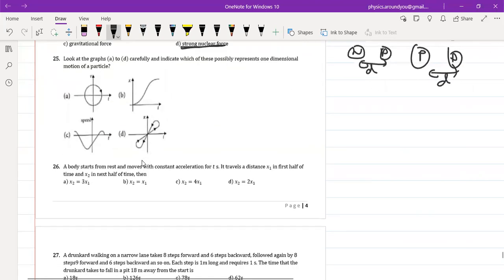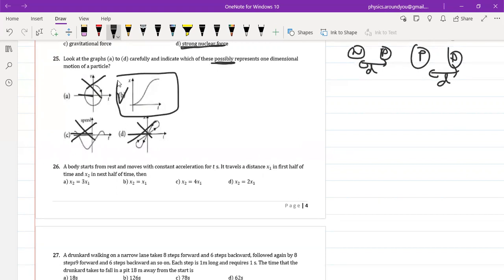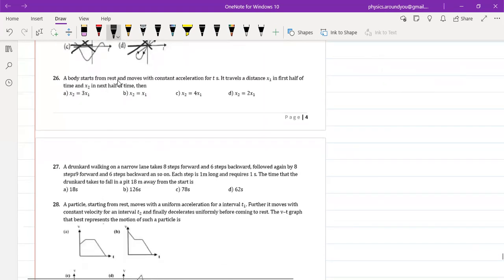Now we go to question number 25. Which of these possibly represents the motion? You should be careful. They're asking for the correct choice, not the wrong choice. Possibly, the motion should be possible. It's an NCERT based question. I can reject the first graph, third graph, and the fourth graph simply because time is going on a negative axis. The right option is only B. So 25 goes with B.